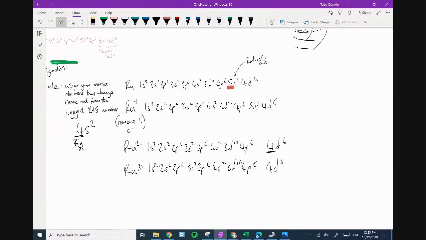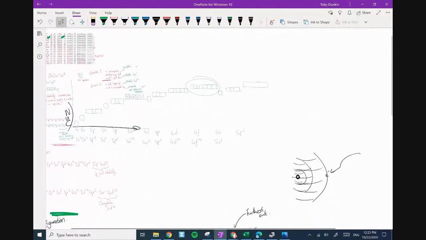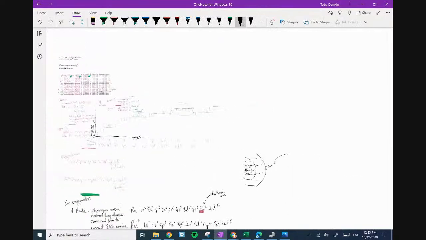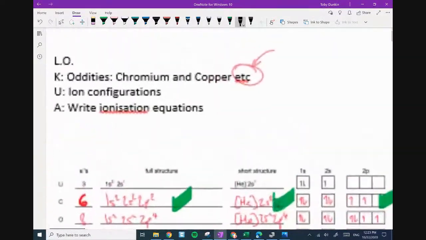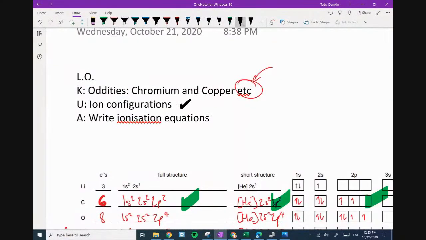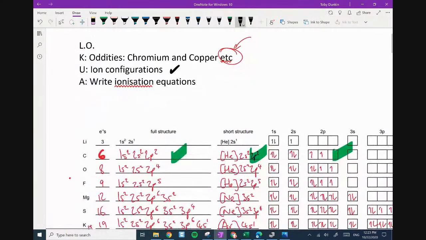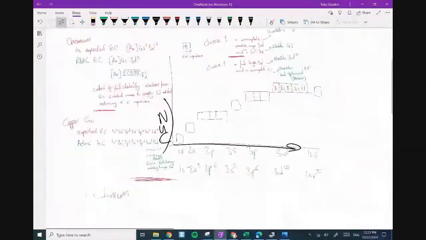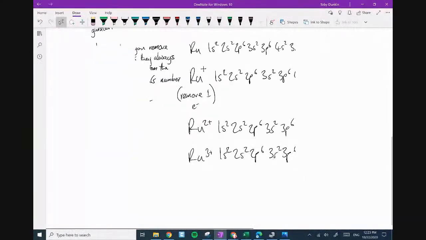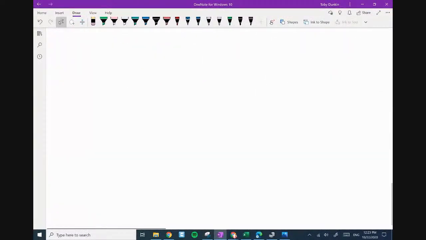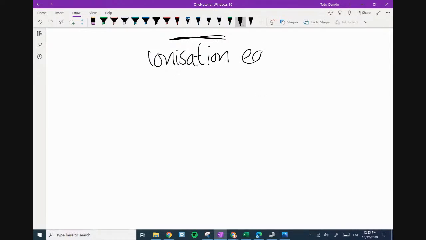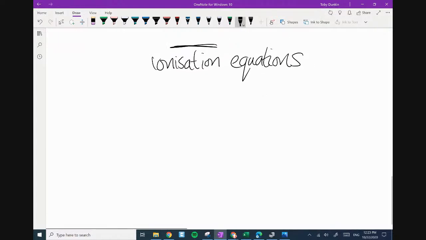Right, how are we doing for time? Doing really well. So let's go to my learning objectives. My tablet's gone mad. There we go. So we can now do ion configurations as well. Now I want to write some ionization equations. So how do we actually do this? Ionization equations.